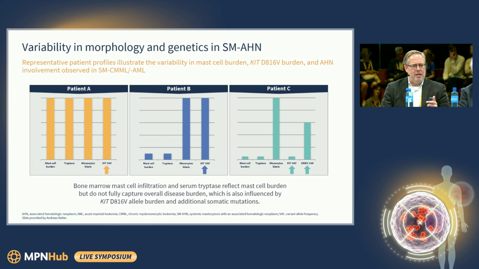And you may be irritated when you see that, what is this constellation? And then you do the additional somatic mutations. And then you may find SRSF2 at a level of 40%. These are also a considerable number of patients who have low KIT in blood, but high SRSF2. And again, this can also be the case in SM-AML.